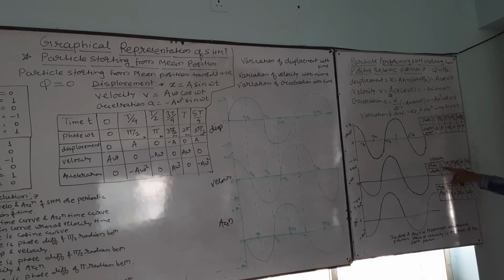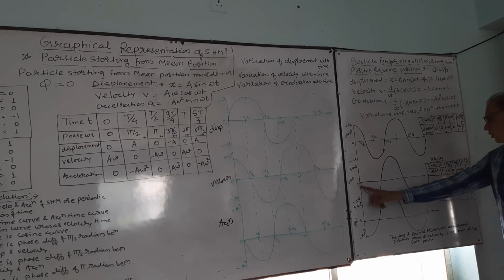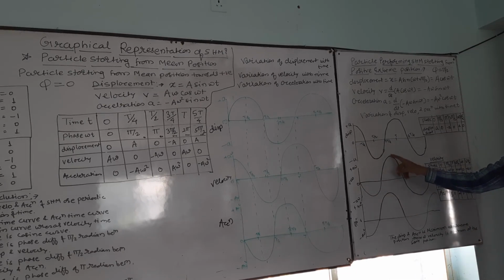Second, velocity. For velocity v, the phase is 0, pi by 2, pi, 3 pi by 2, twice pi and 5 pi by 2. In each equation you have to substitute the value of sin of 0, sin of pi by 2, sin of pi, sin of 3 pi by 2, sin of twice pi and sin of 5 pi by 2: 0, 90, 180, 270, 360 and 450. Its values are: velocity is 0, minus a omega, 0, plus a omega, 0 and minus a omega. See here, 0, minus a omega, 0, plus a omega, 0 and minus a omega.